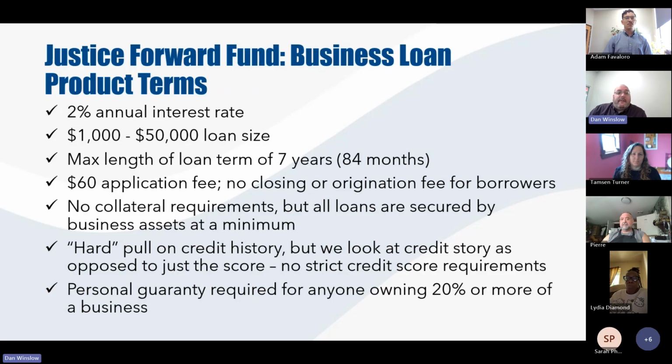You don't have to have a certain amount of collateral or assets to pledge, but we would secure on whatever business assets are there. As part of the application, we do what's called a hard pull on the credit history, where we pull a full report, and we would look not necessarily at the credit score, but at the credit story. There are no strict credit score requirements for this program, just the situation. If there are adverse events in the credit history, we would want to talk through that with you and understand what had happened. And we would require a personal guarantee for anyone owning 20% or more of a business. And we do report to credit bureaus that the business loan is being personally guaranteed.